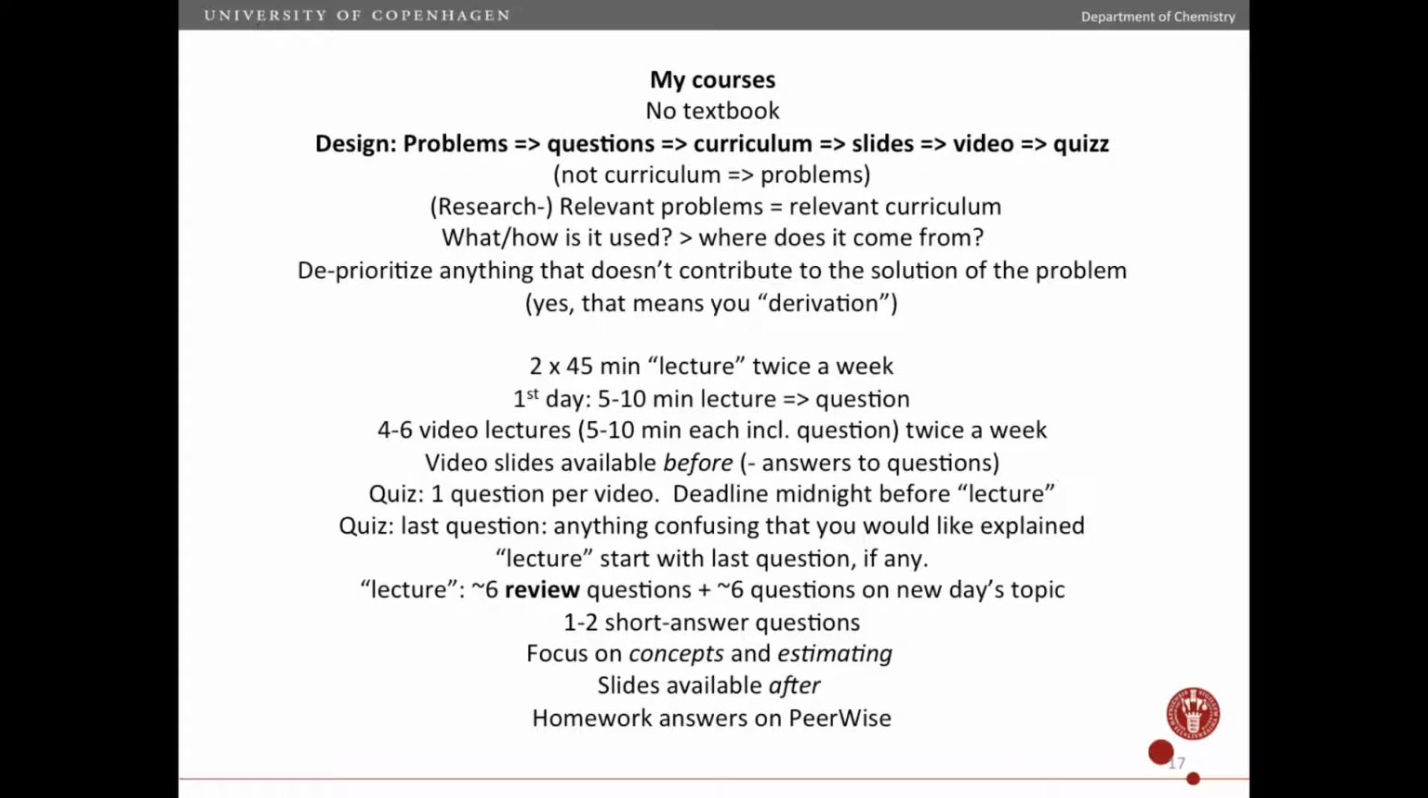Then all the slides with the questions I make available afterwards. So they have all this material, even though they don't have a textbook. And of course, I provide the homework answers on Peerwise, as I showed you previously.